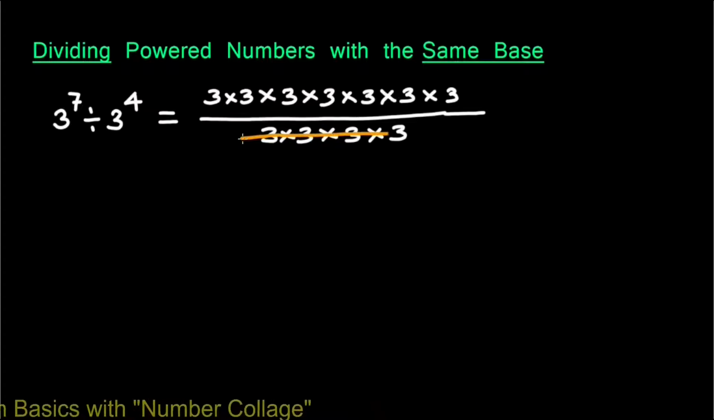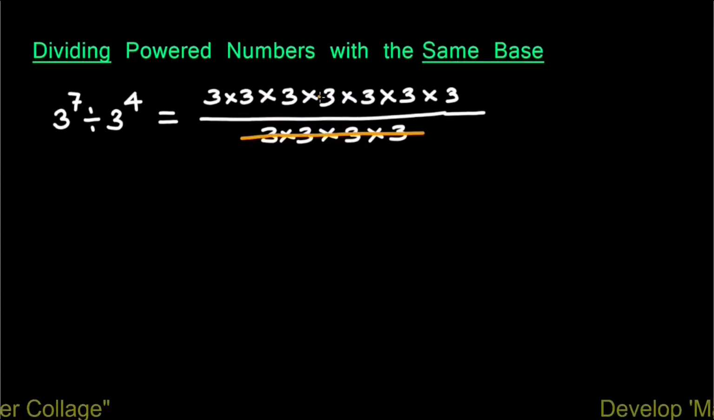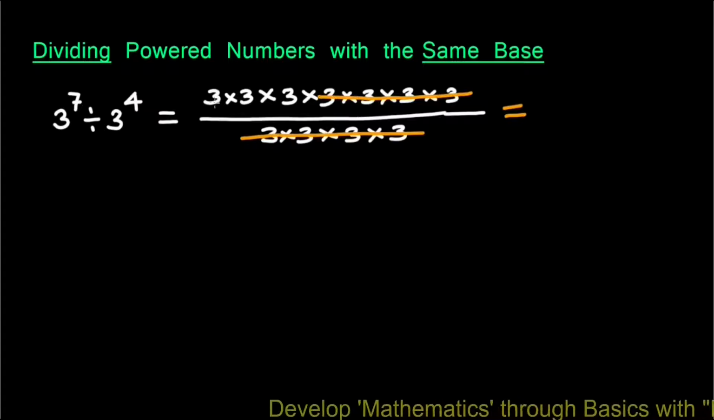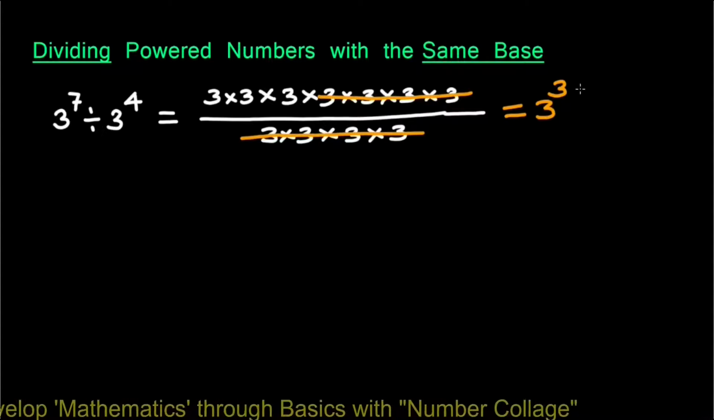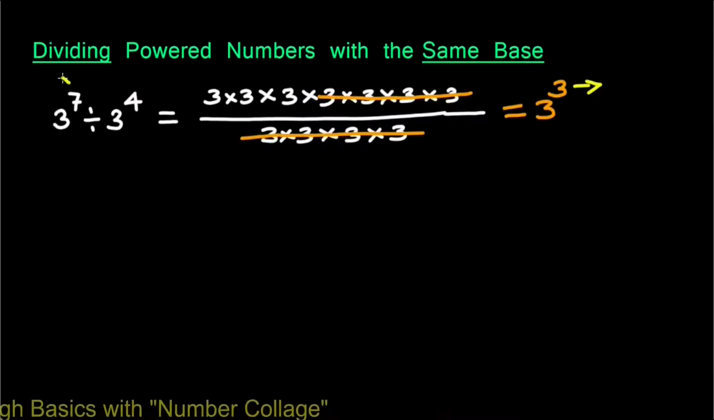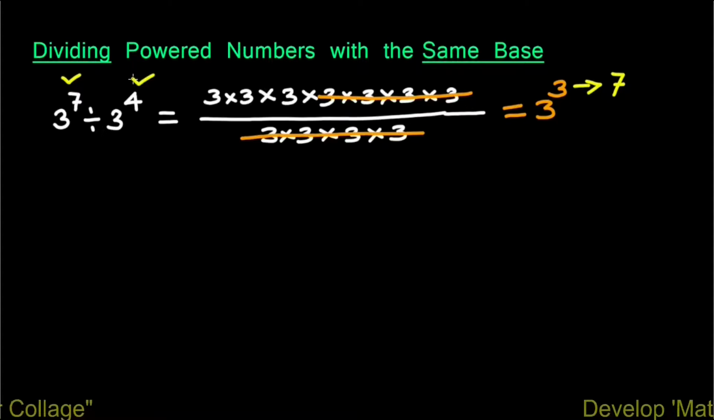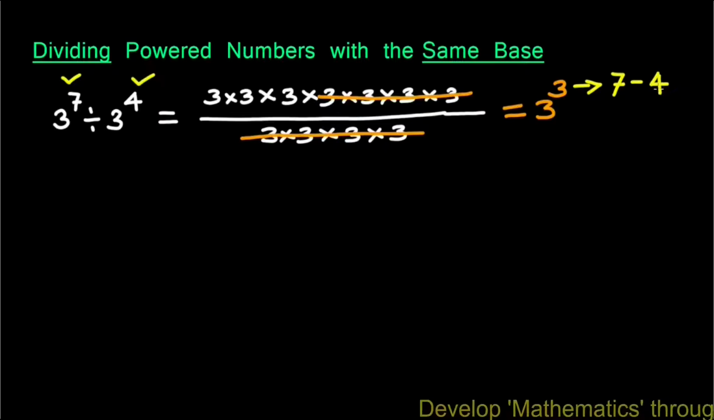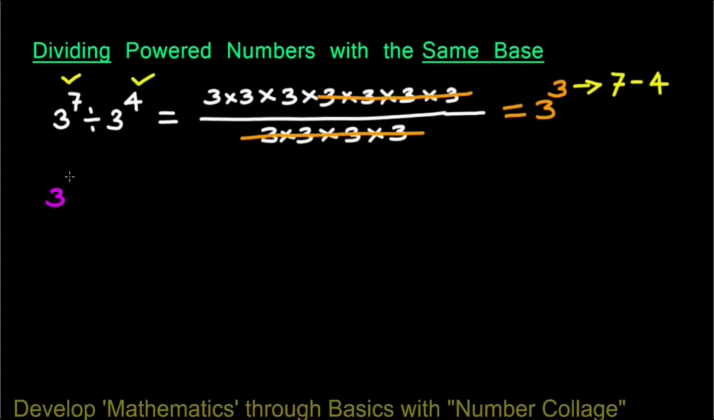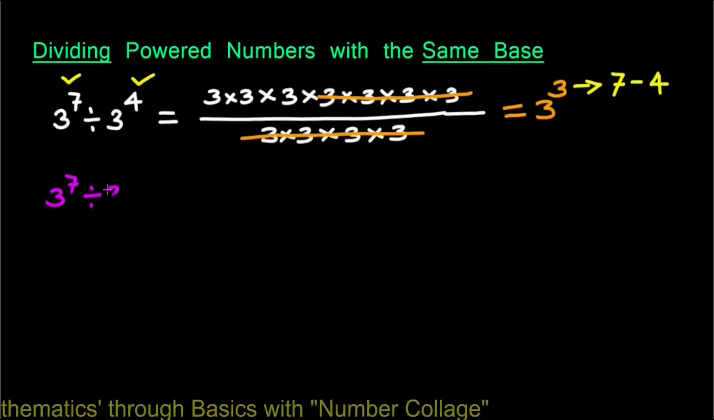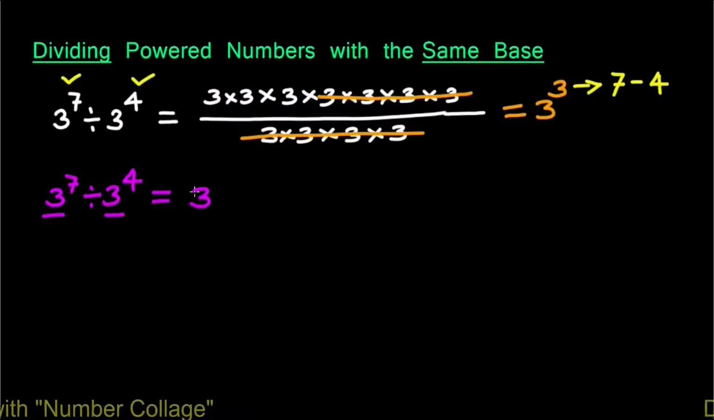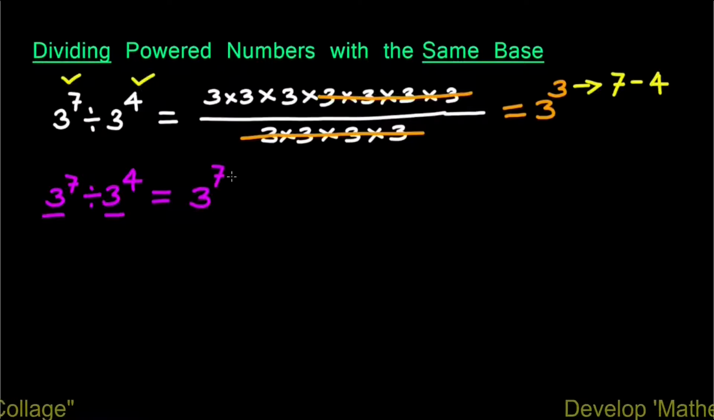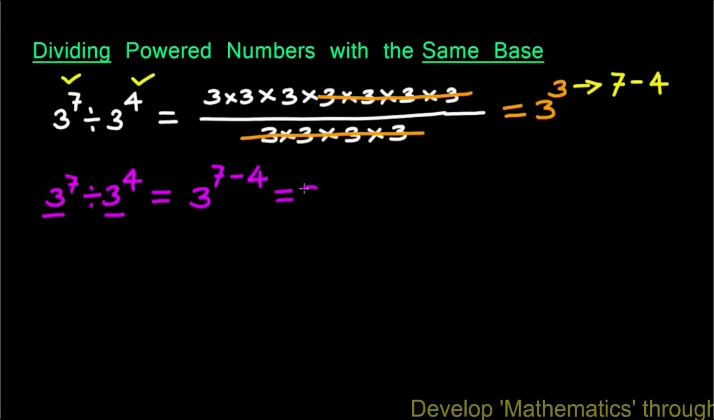Now multiplication of these 4 threes cancels with multiplication of these 4 threes, and we are left with 3 multiplied by 3 multiplied by 3, which will be 3 cubed. Now this 3 is nothing but subtraction of this 7 and this 4, that is 7 minus 4. Therefore the same 3 raised to 7 divided by 3 raised to 4 can be written as the same base 3 raised to subtracting 7 minus 4, which will be 3 cubed.